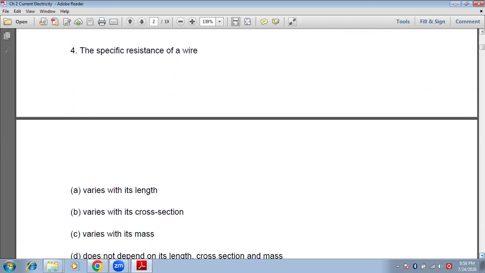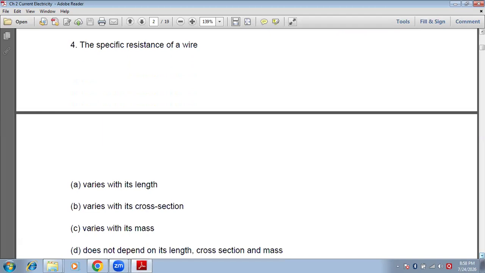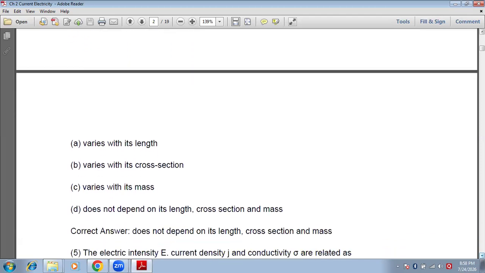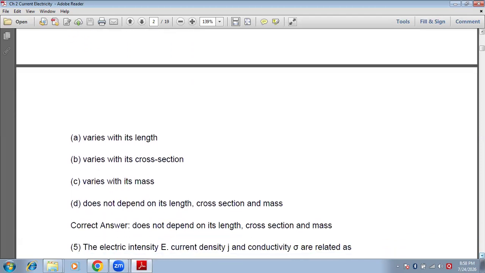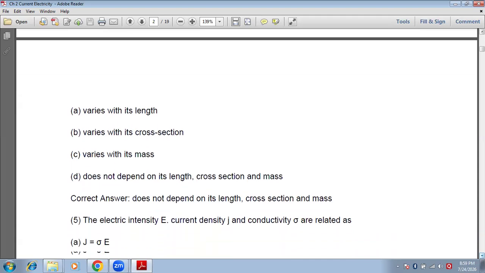4. The specific resistance of a wire A. Varies with its length, B. Varies with its cross-section, C. Varies with its mass, D. Does not depend on its length, cross-section, and mass. Correct answer, does not depend on its length, cross-section, and mass.